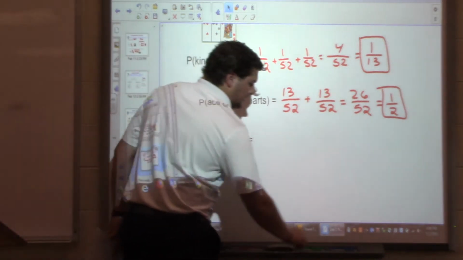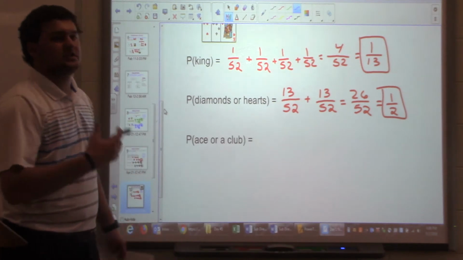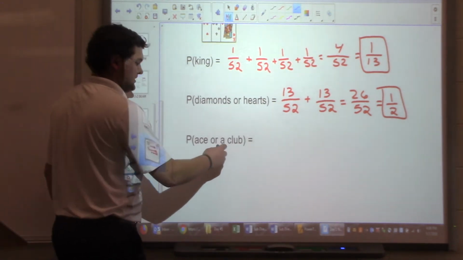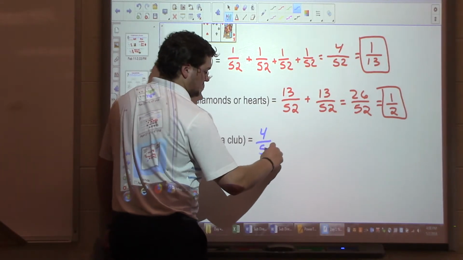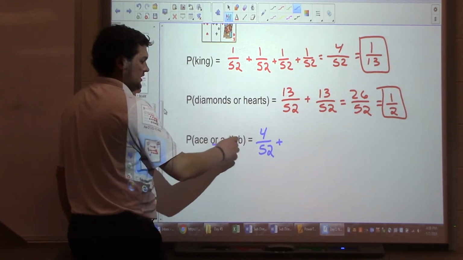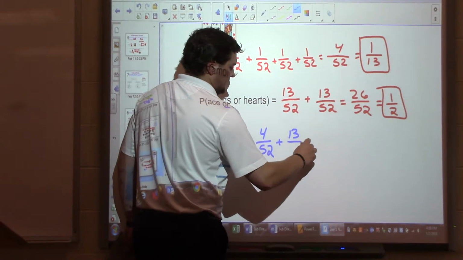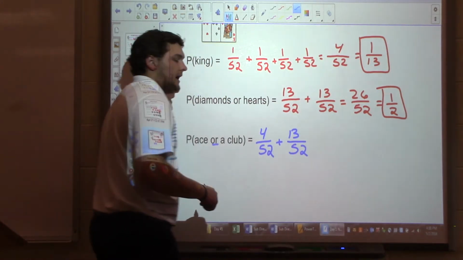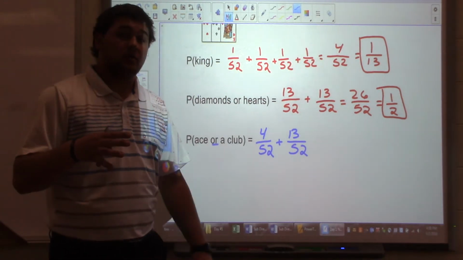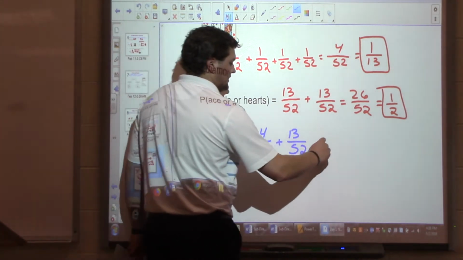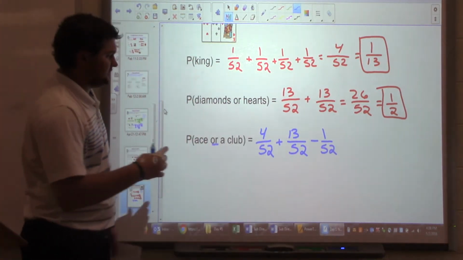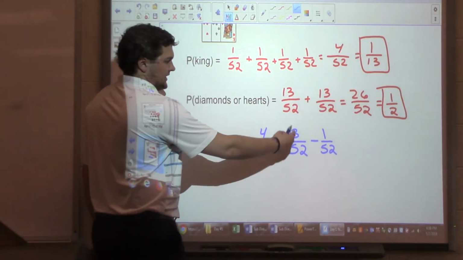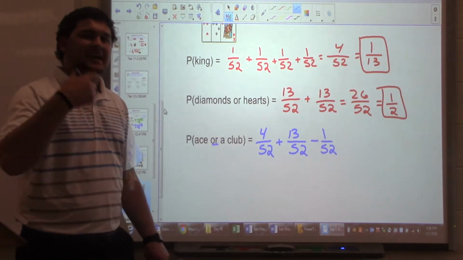Alright, last one here. Probability I'm picking an ace or a club. Right? That or tells me I'm adding again. So there's 4 aces out of 52, plus there's 13 clubs out of 52. Now, we have to be careful here. We're also going to have to subtract 1 over 52, because there's an ace of clubs that we counted in both the aces and in the clubs.